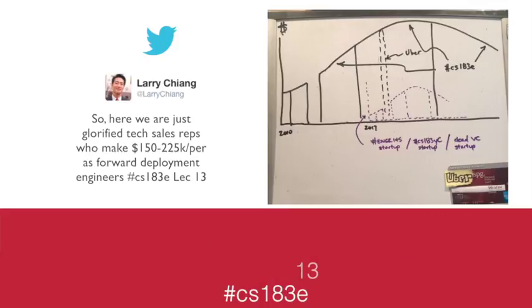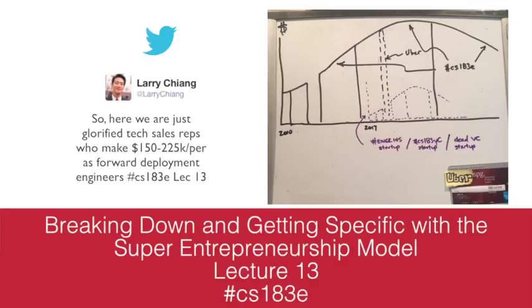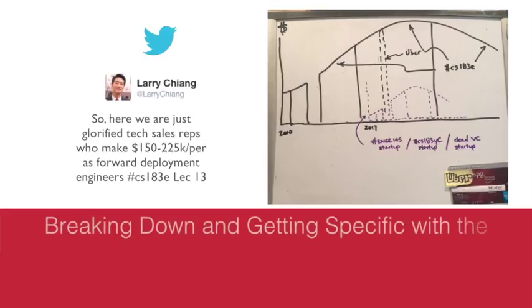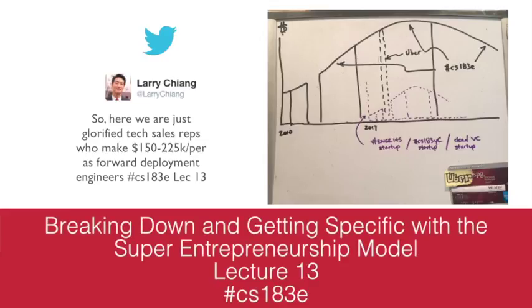which is How to Start a Startup, Sam Altman's class, 2013-14. That's a sequel to Peter Thiel's class, where Peter Thiel came up with the forward deployment engineer, which is a salesperson. It's a salesperson who's selling Palantir stuff.